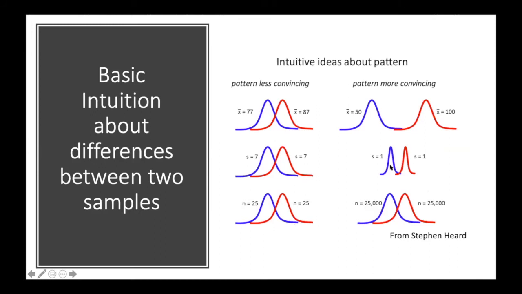So I hope that these different figures give you an intuitive sense that the differences between the population means, the amount of variability we have within each sample, and the sample size all contribute to our intuition about whether these two samples come from two distinct populations or whether perhaps they come from the same underlying population.